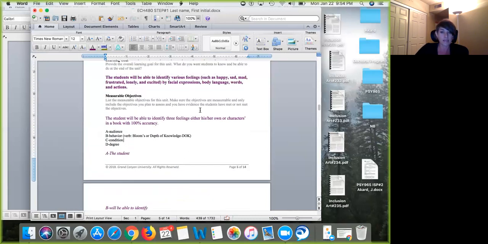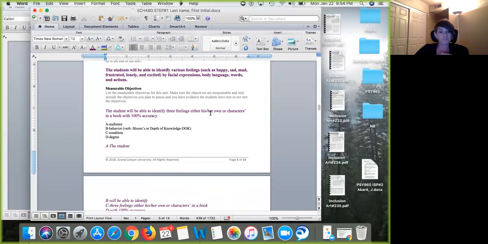And so I can pick any one of these: happy, sad, mad, frustrated, lonely, or excited. And thinking about differentiation, I might just do happy, sad, mad for some students, and maybe for some of my higher kids, maybe happy, sad, lonely, or excited, or frustrated. Maybe that could be one of those variables, but making sure that I teach all of them.